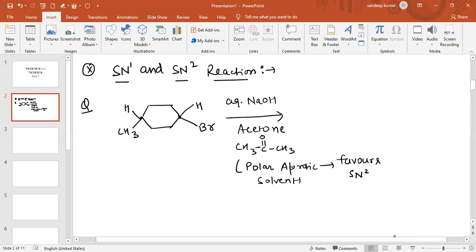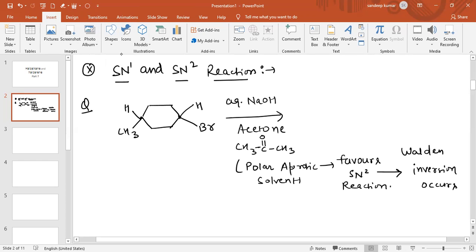We know polar aprotic solvent favors SN2 reaction, and in SN2 reaction Walden inversion occurs. So how does Walden inversion occur? Now see.